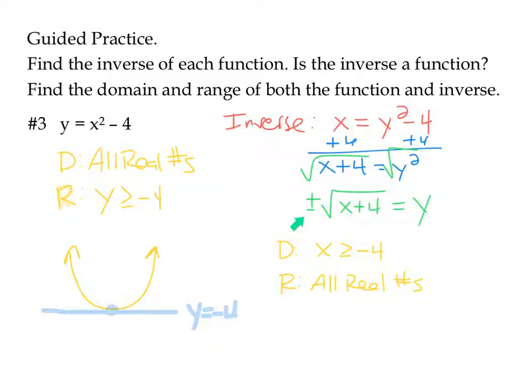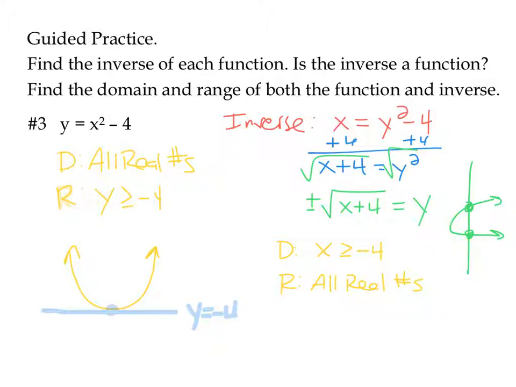This is actually not going to be a function. If we graphed this, it would look something like this, and it wouldn't pass the vertical line test, right? It means if I draw a vertical line, it can intersect the graph at more than one location, okay? If I put an x value in there, I might get two different y values.